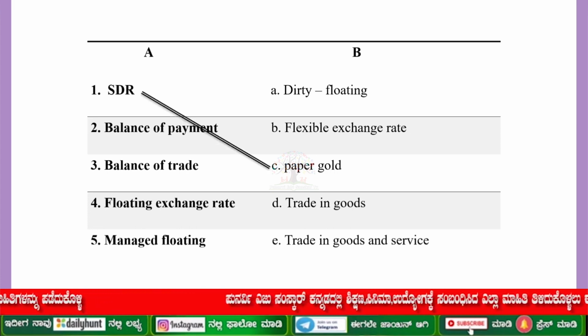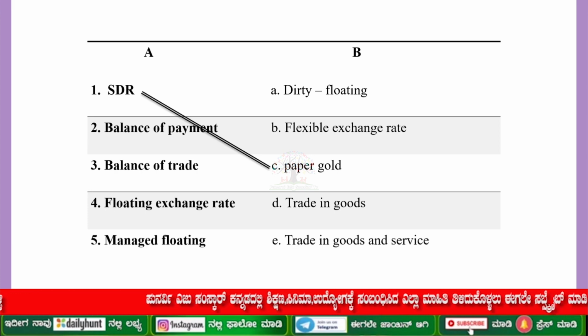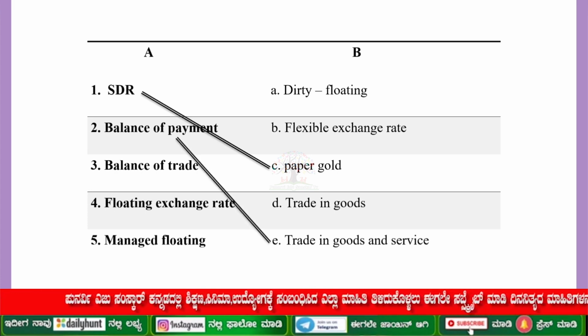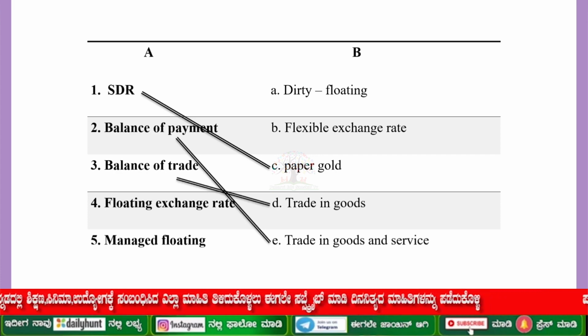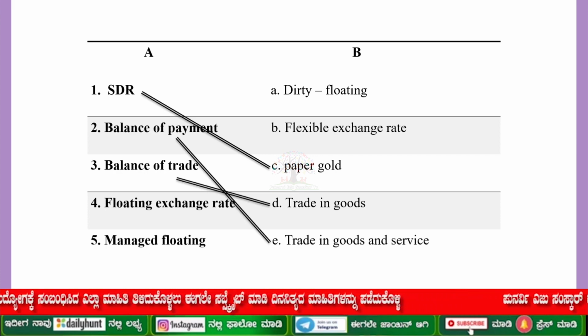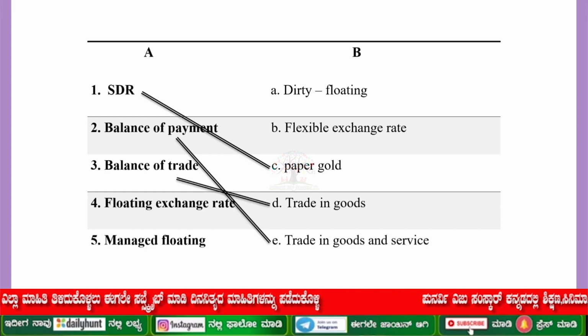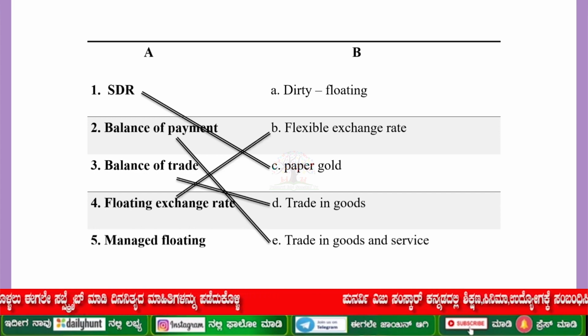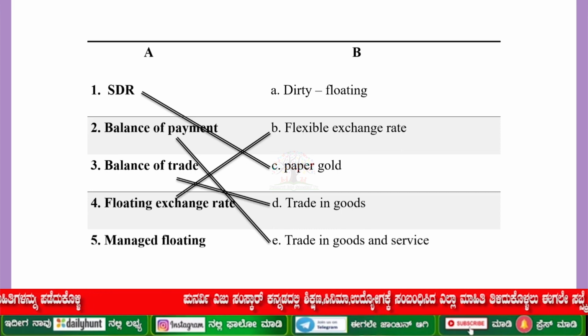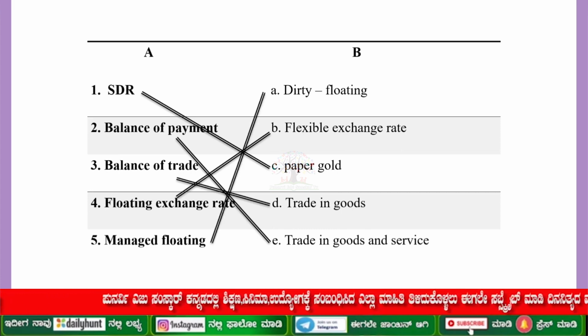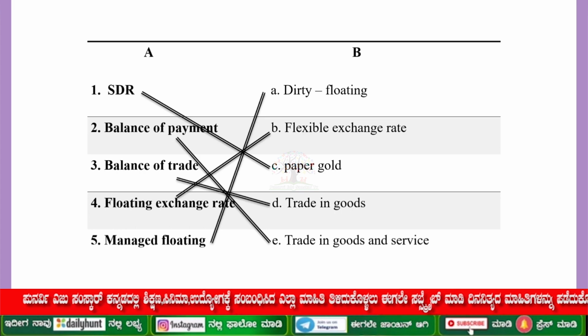Balance of payments deals with trade in goods and services. Balance of trade deals with goods alone. Floating exchange rate is also known as flexible exchange rate. Managed floating is known as dirty floating exchange rate.